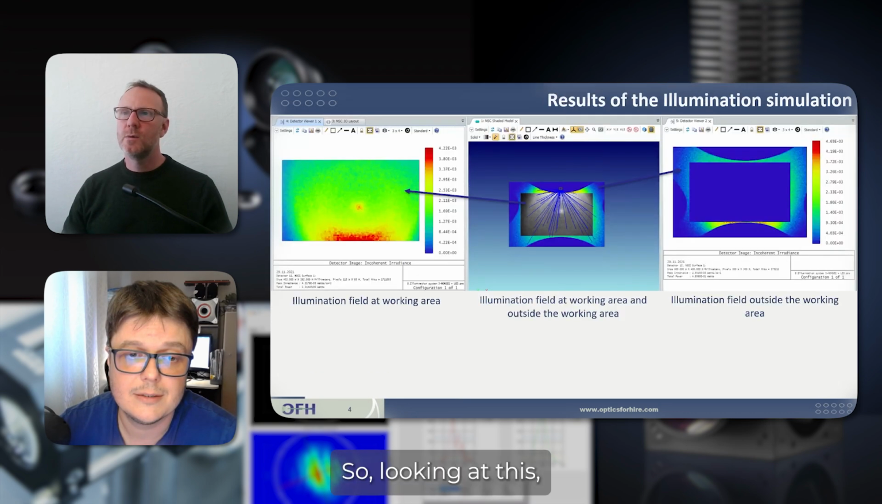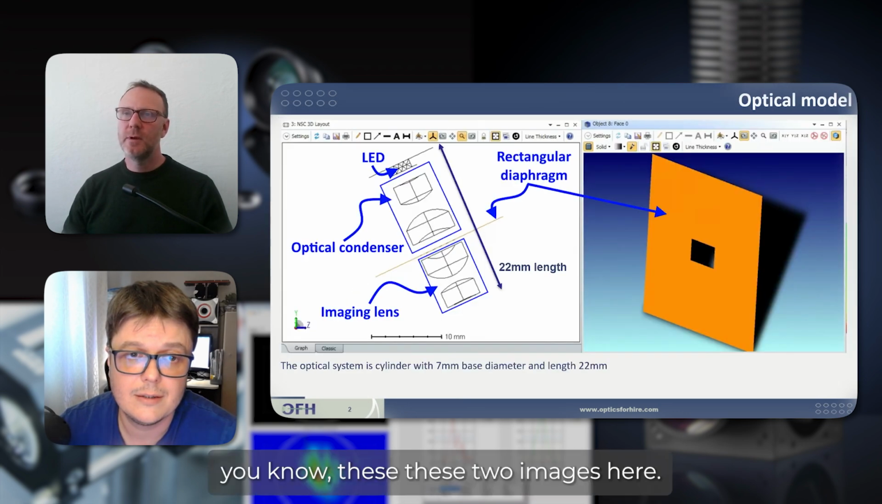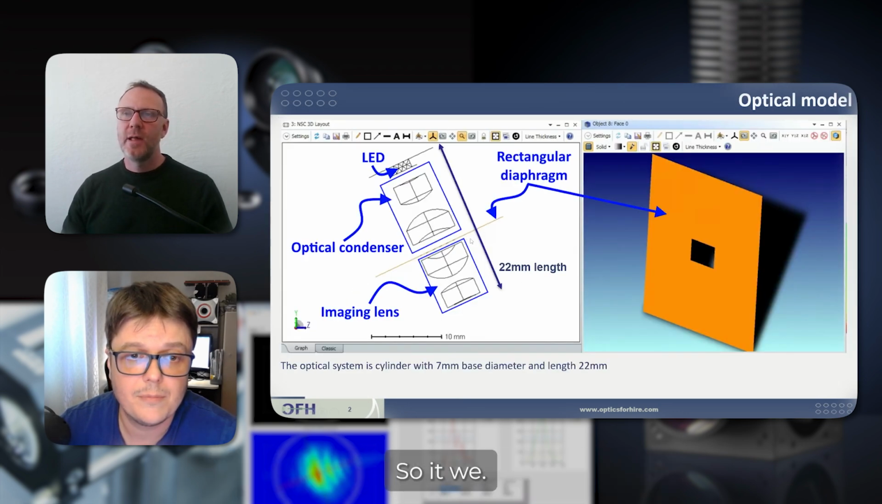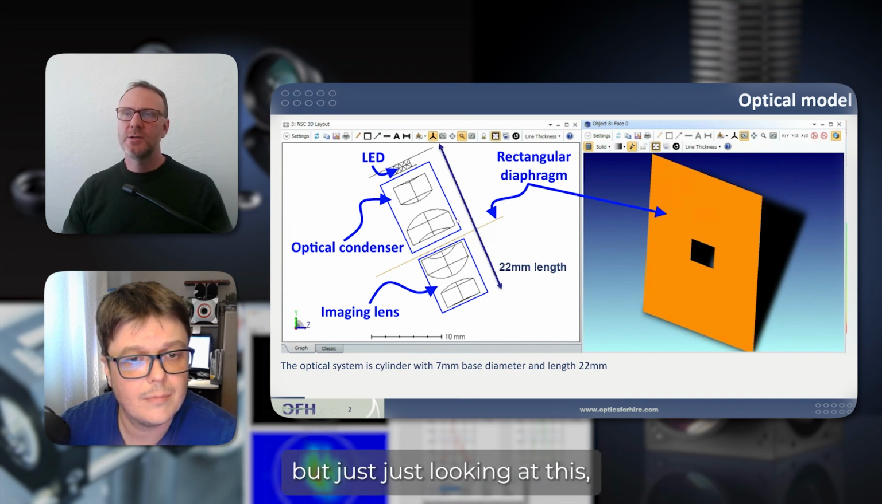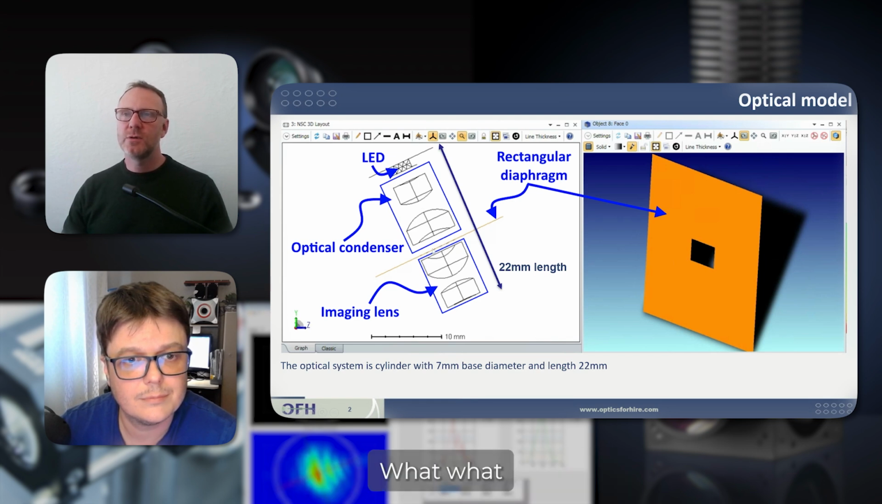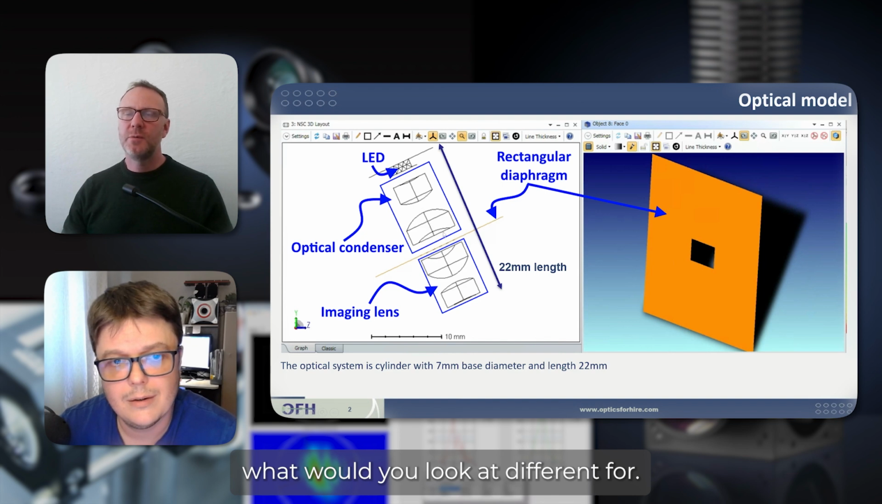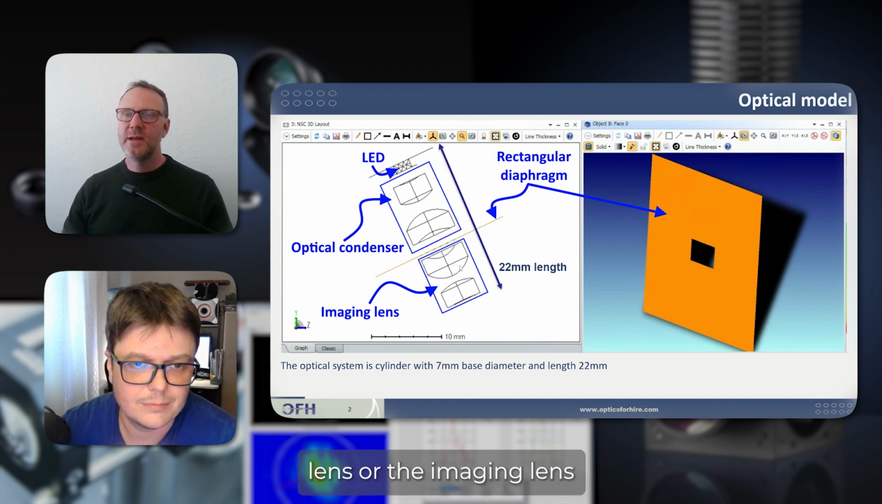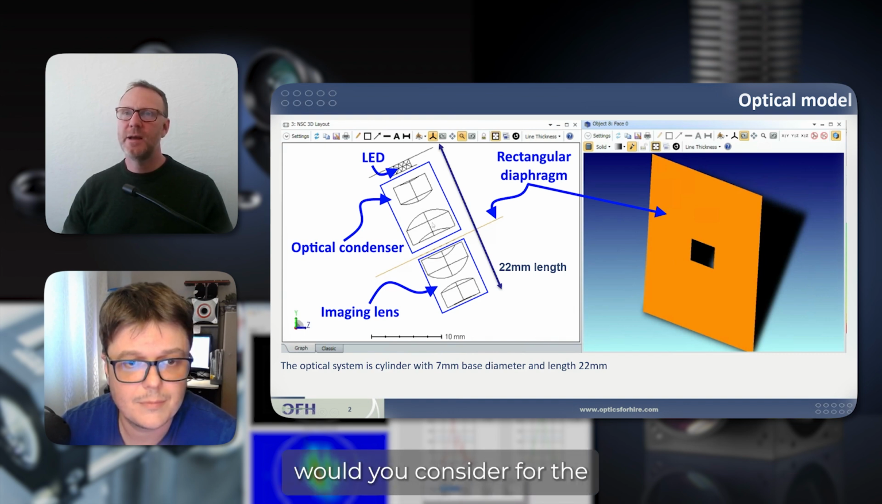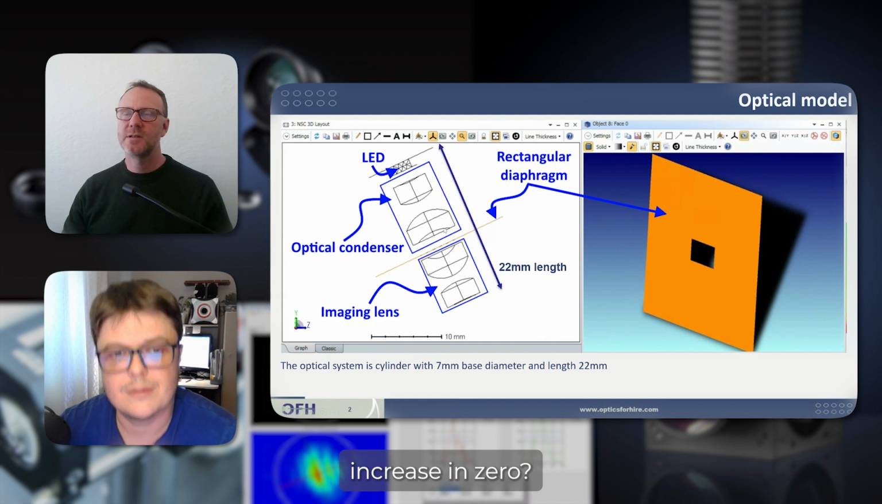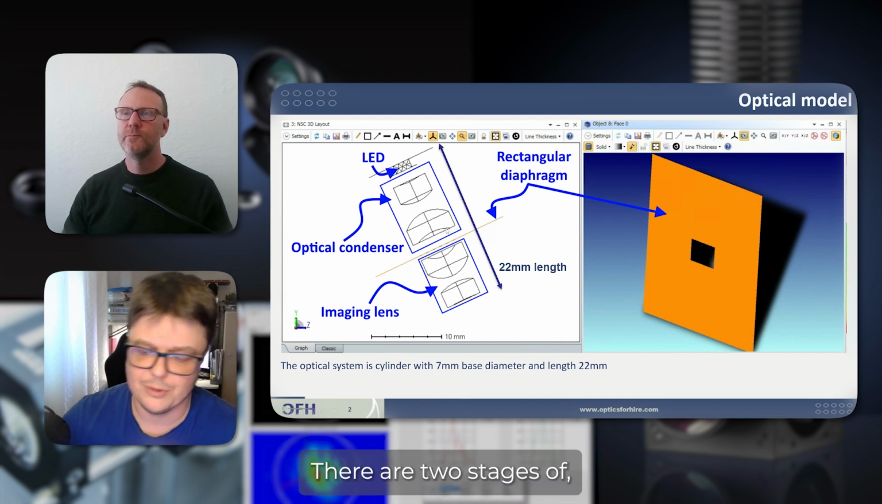Got it. So looking at these two images here. I don't know that we did the optimization or needed to, but just looking at this, if you were trying to increase the uniformity, what tricks would you use? What would you look at differently? You'd update the condenser lens or the imaging lens, or add in diffusers. What ideas would you consider for the increase of uniformity?